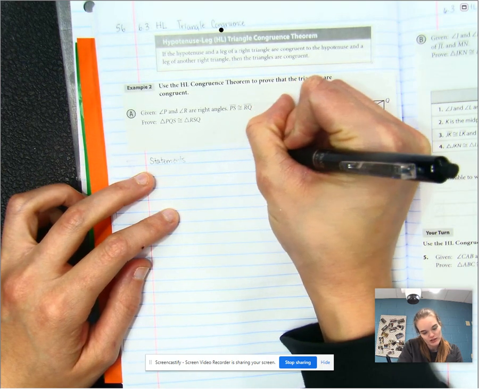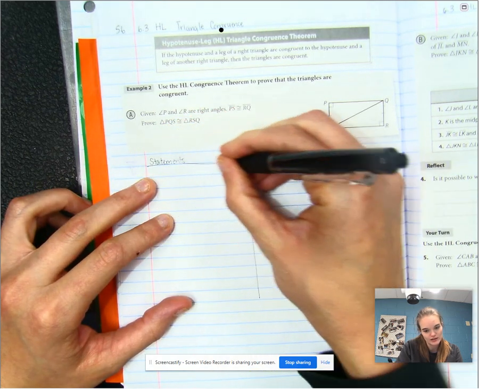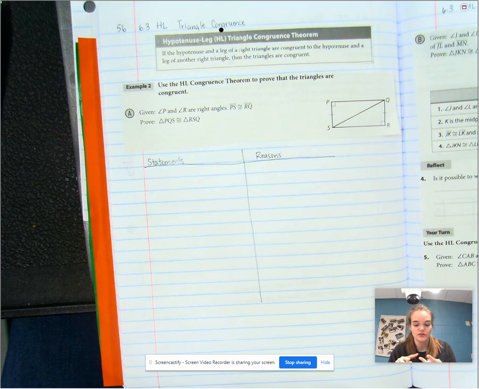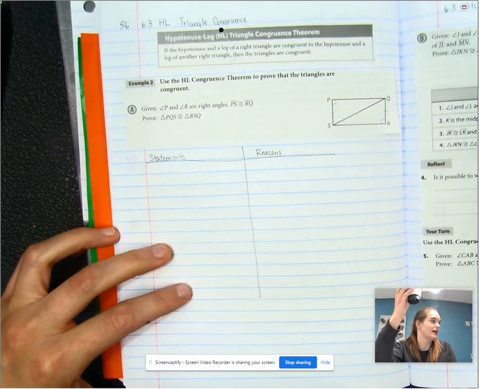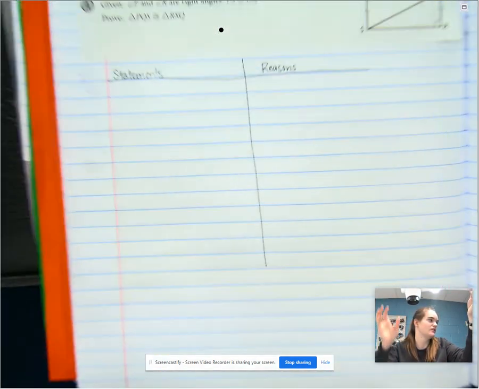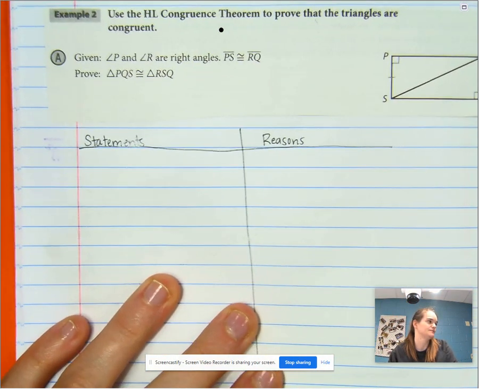Just because something is a right triangle does not mean you use hypotenuse leg. It can still be side, angle, side. It can still be angle, angle, side. It can still be angle, side, angle. It is only hypotenuse leg if you have a right angle and two sides, okay? And that two sides are like a leg and a hypotenuse. If it's two legs and this angle, that's side, angle, side. So just because it's a right triangle does not mean that it has to be hypotenuse leg.